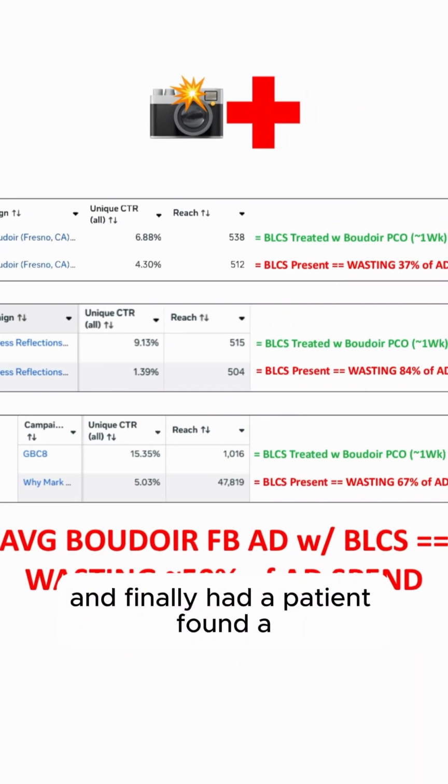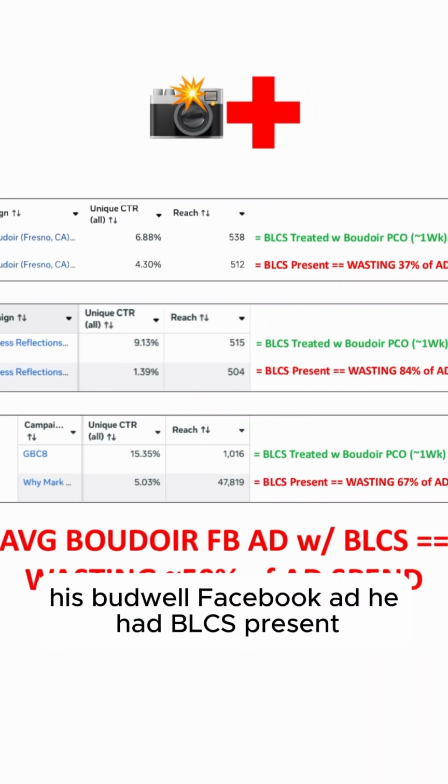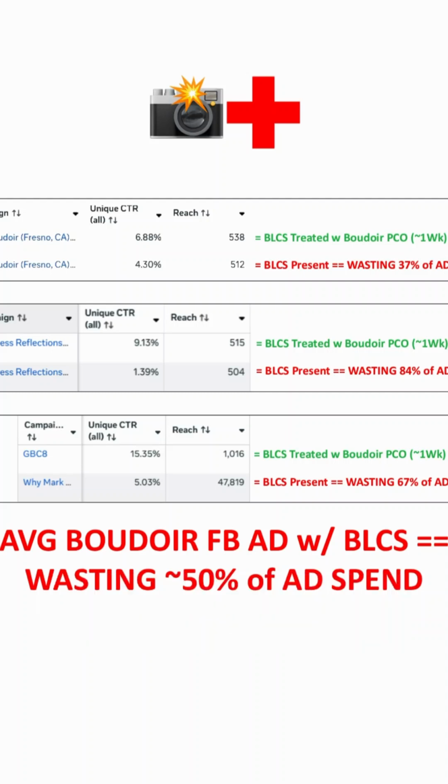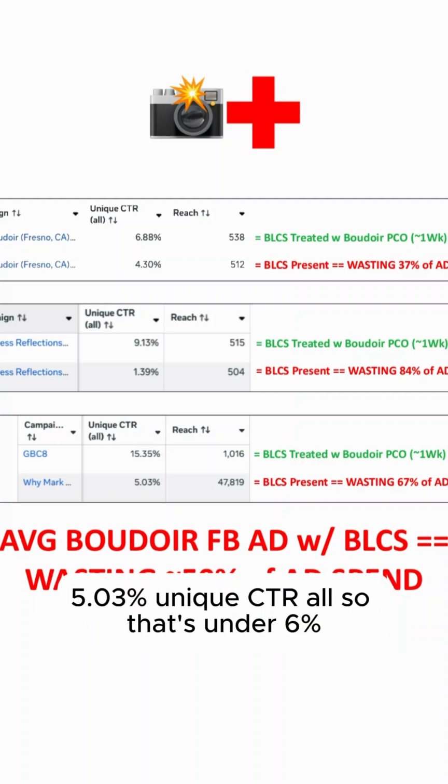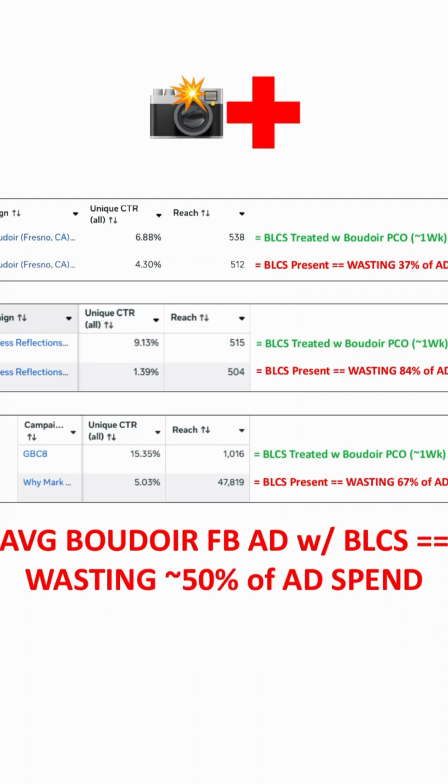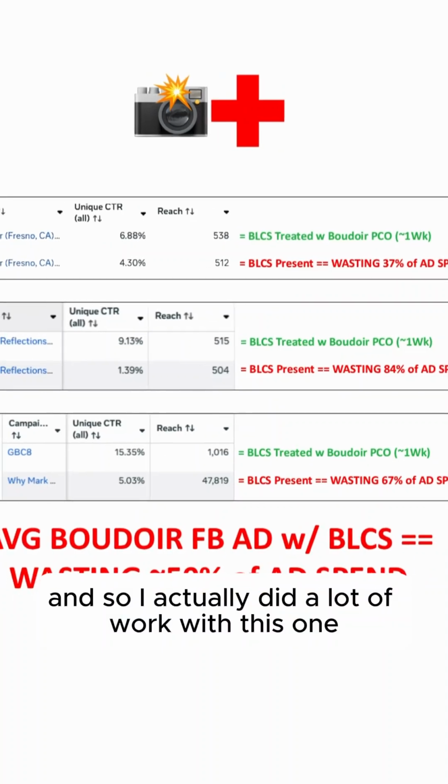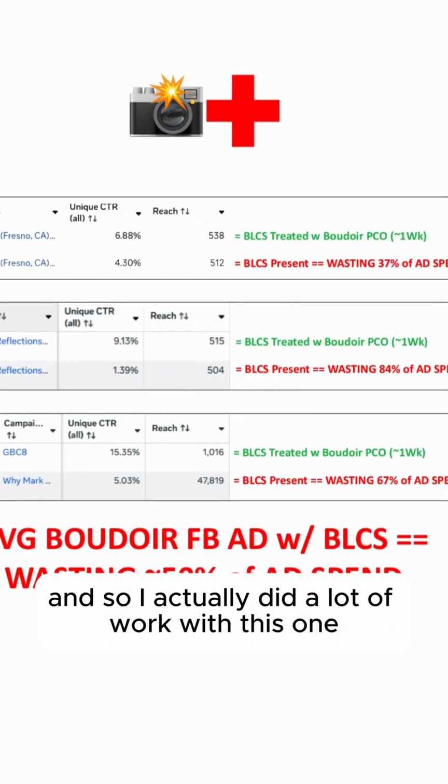And finally, had a patient, found out his Boudoir Facebook ad. He had BLCS present, 5.03% unique CTR all, so that's under 6%. That's Boudoir low click syndrome. And so I actually did a lot of work with this one.